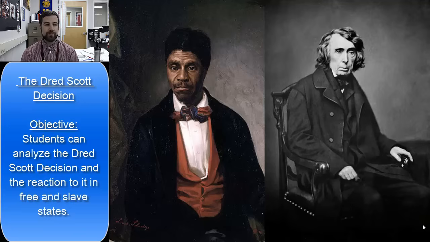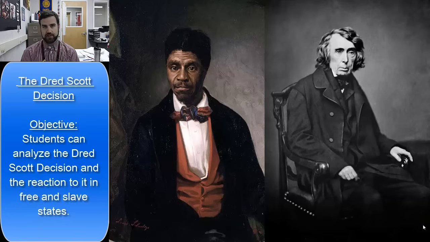So in 1846, Dred Scott is going to sue for his freedom in the Missouri State Court, arguing that he became free when he was living in free territory. The lower court ruled in favor of Dred Scott, and it was later appealed to the Missouri State Supreme Court, which overturned this ruling. So in 1857, Scott's case is going to go to the U.S. Supreme Court. The justices, right here on the right side, we have Chief Justice Taney.